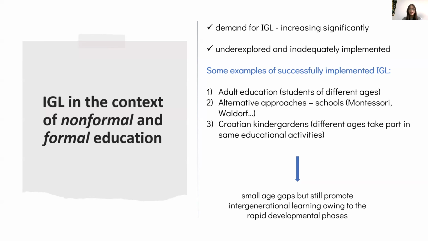However, in Croatia, IGL is common in kindergartens, where children of different ages participate in the same educational activities. The same goes for alternative approaches to schools, such as Montessori, Waldorf, and others. And in this way, older individuals learn responsibility, independence, and care for others, while younger ones look up to the older ones. This also promotes intergenerational learning because despite minor age differences, the developmental phases of children make these interactions increasingly significant.